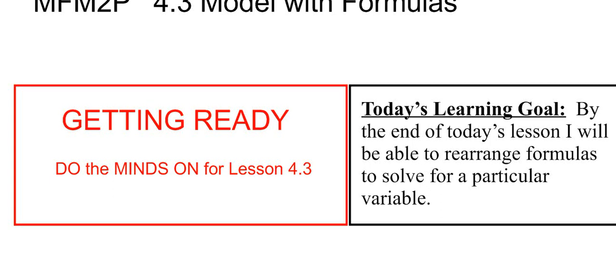So today's learning goal, by the end of the lesson today, you're going to be able to rearrange formulas to isolate for a particular variable in the formula. So formulas generally have more than one variable. So a typical formula would be something like this: D equals VT, right? Distance is velocity times time. No numbers in there, just letters. And so I could ask you to isolate for V or for T, because D is isolated right now.